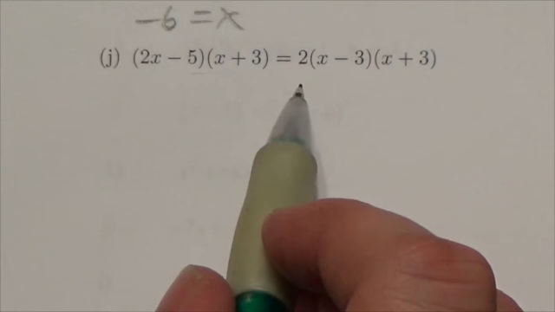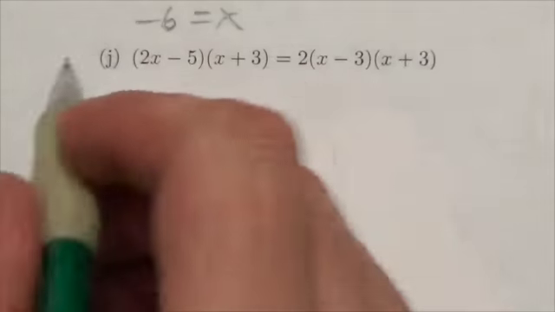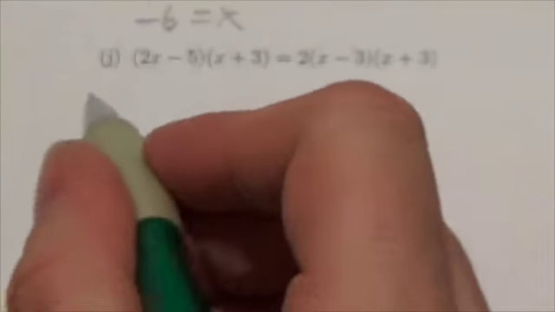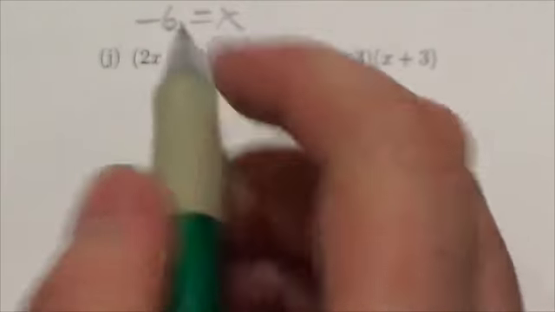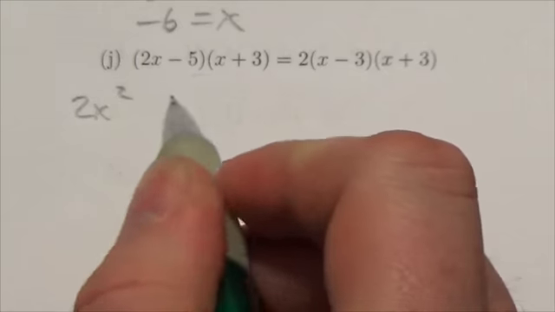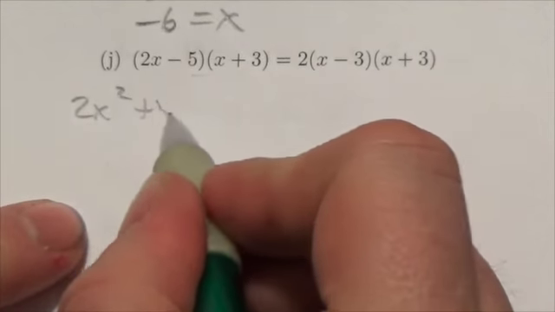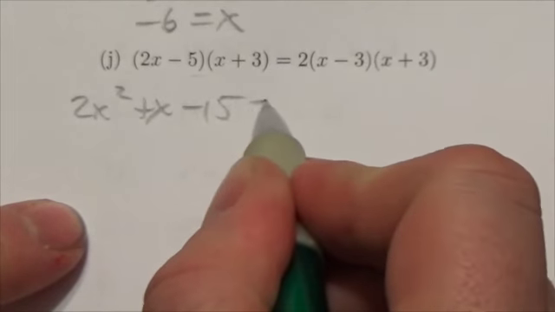What I expect you to do here would be to multiply this all out. Okay, multiply this all out first. I think that's going to be the most straightforward way to do this. So multiply that out here. We're going to get 2x squared plus 6x minus 5, so plus x minus 15.